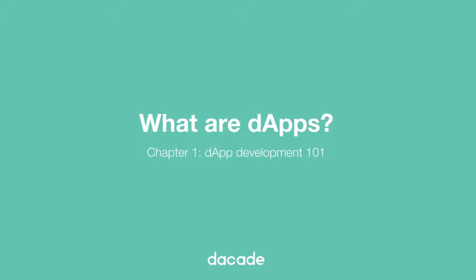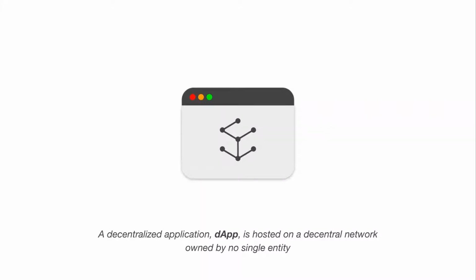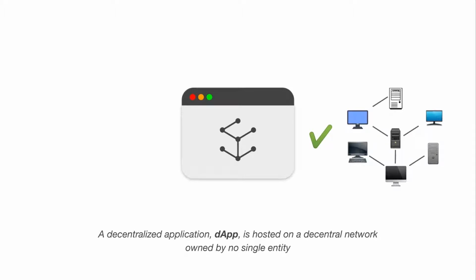dApp stands for Decentralized Application. Their code runs on a distributed computing network and not on a central server owned by a single company. Let's compare the structure of a traditional app with the average dApp that runs on a smart contract platform.